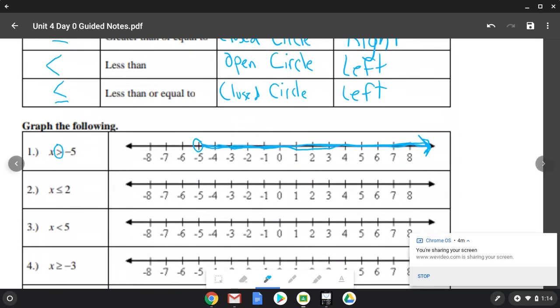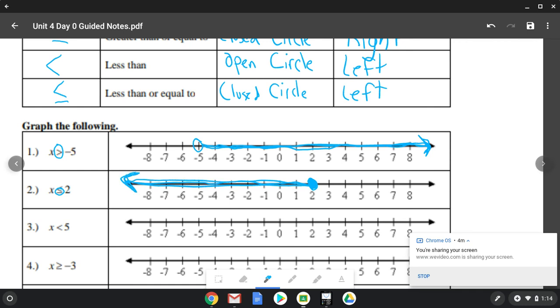If we take a look at number 2, we go to the number 2 and draw a circle because that's what they're talking about. Now we have to decide if that's open or closed. Because of this equal sign underneath right here, we know that we're going to close this up and make it a closed circle. That means that we include number 2 as our answer, as well as all the shaded region. The arrow is pointing to the left because it's less than, so we're going to shade this way to the left.